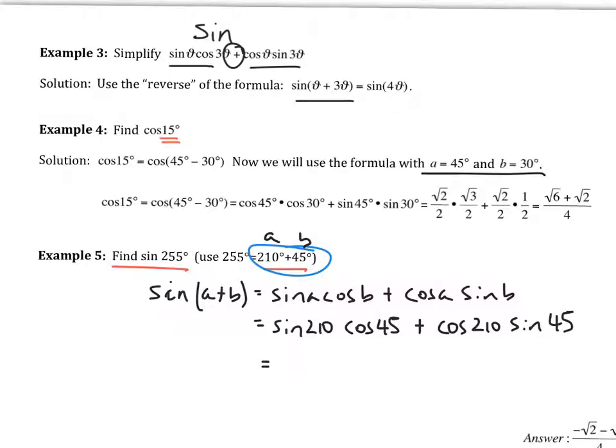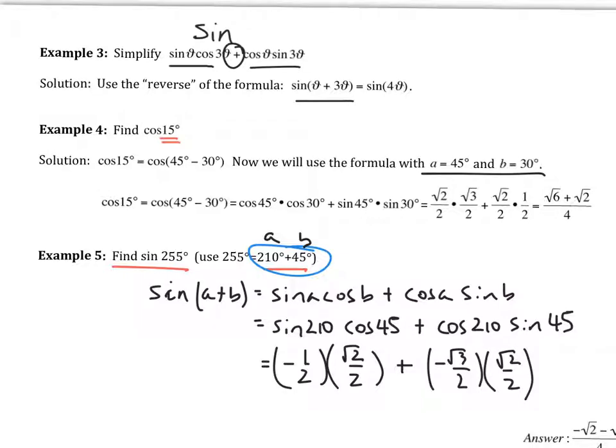All right, so this is why we have our unit circles out. What is sine of 210? Negative square root 3 over 2. Isn't sine the y value? Yeah, my bad. Negative 1/2. So it should be negative 1/2, okay? Multiplied by cosine of 45, which is root 2 over 2, plus cosine of 210, which is now your negative root 3 over 2, okay? And then sine of 45, which is also root 2 over 2. Any problems with that?